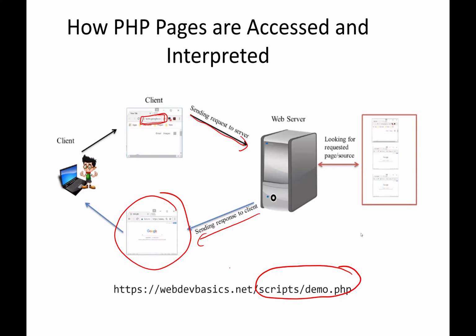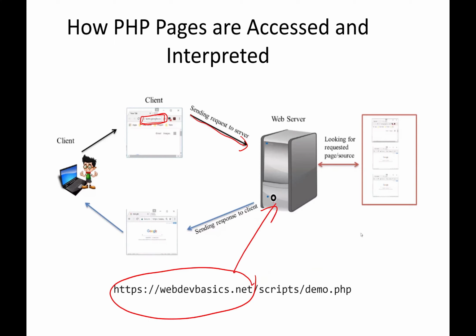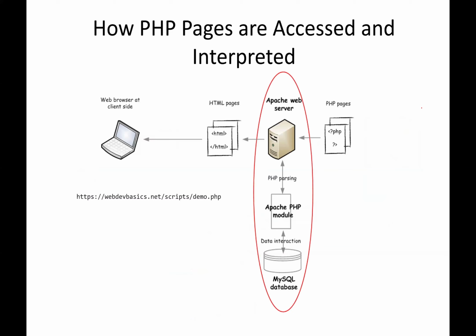First of all, it means that webdevbasics, this one, is the server, right? And then we are telling it that inside it you have a folder called scripts, and inside that you have something called demo.php, and you have to execute that. So let's look at another diagram to understand how this is processed. First of all, webdevbasics.net is the server, and through the client browser we are sending this request to the web server, right?